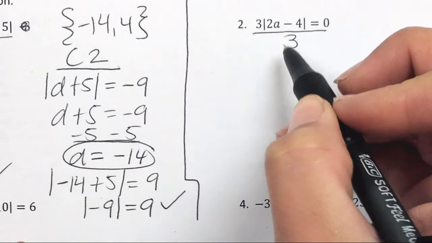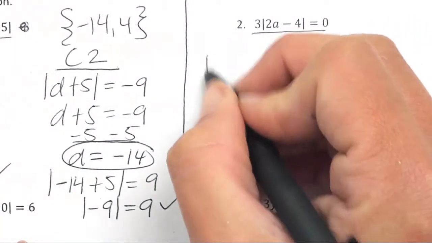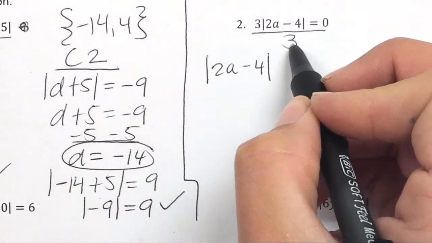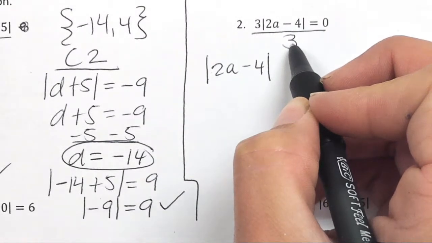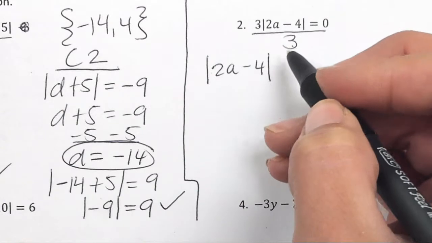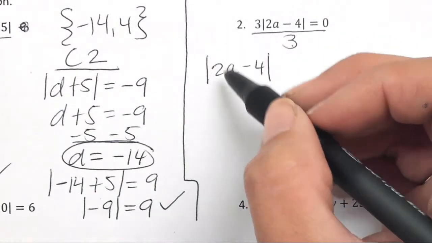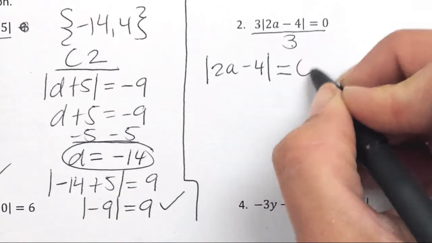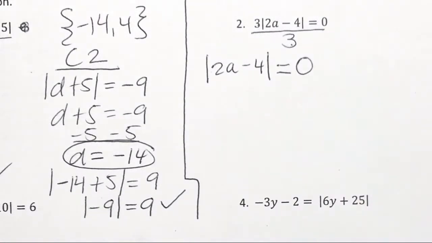So what would we get on the left side? The 3 divided by 3 would cancel out to what? 1, right? So the 2a minus 4 is by itself. What's 0 divided by 3? 0. Very good. And now we set up our 2 cases, right?